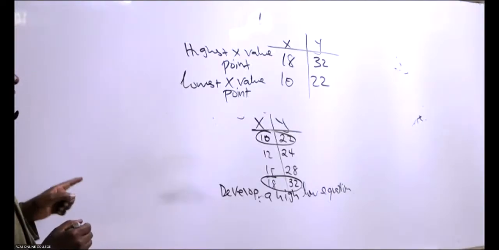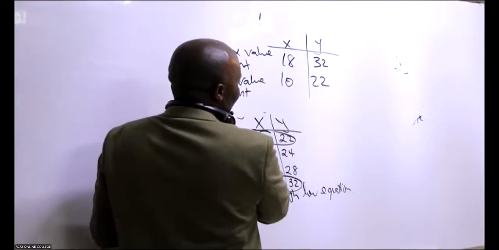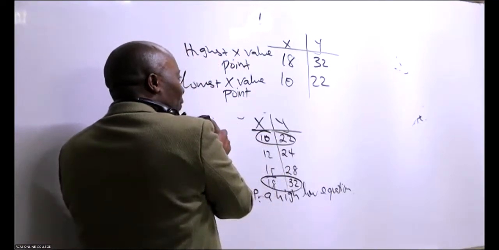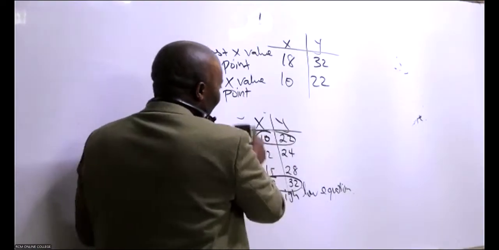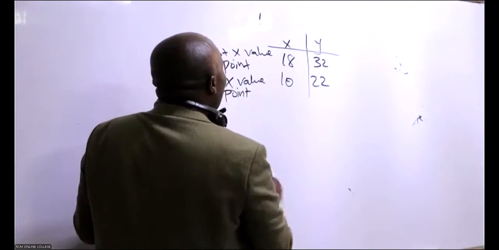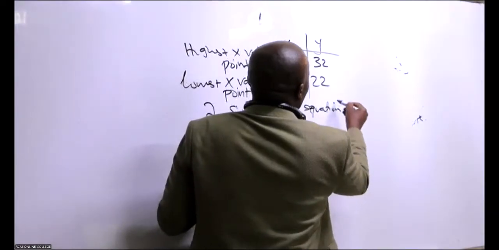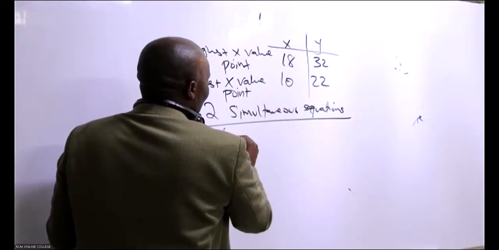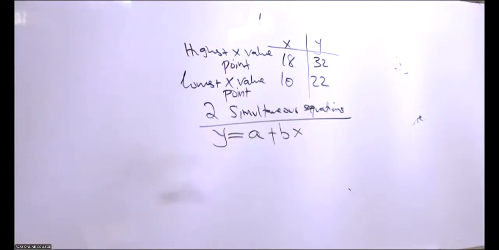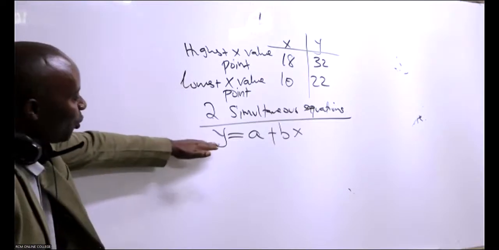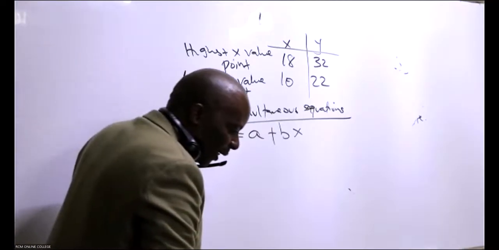The way of knowing is to participate. You give us answers, and so long as you're talking to me, you'll pick this very easily. So now you've selected the two levels of activity needed: the lowest X value point and the highest X value point. Two points only. You leave out the others. After that, you form two simultaneous equations, of the form y equals a plus bx. Use the highest x value point and substitute here to give me the first equation.